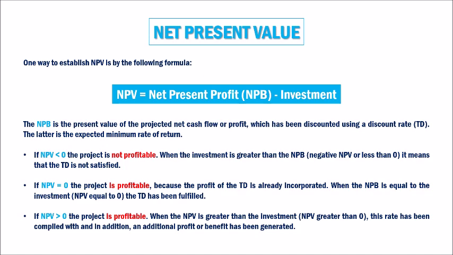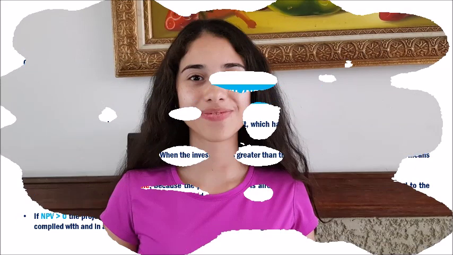If NPV is greater than 0, the project is profitable. When the NPP is greater than the investment, this rate has been complied with, and in addition, an additional profit or benefit has been generated.